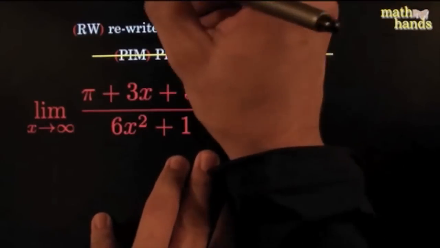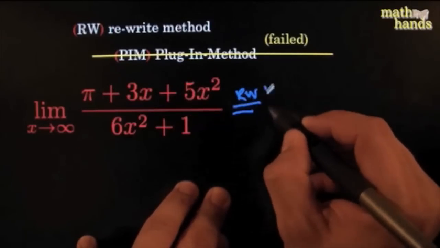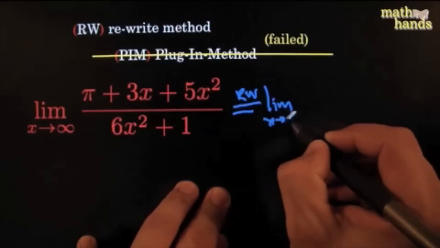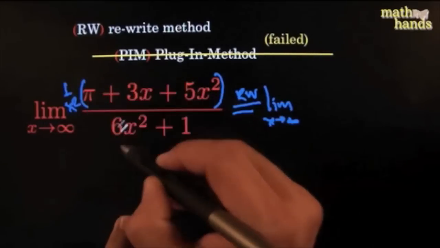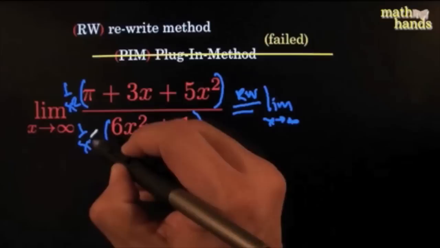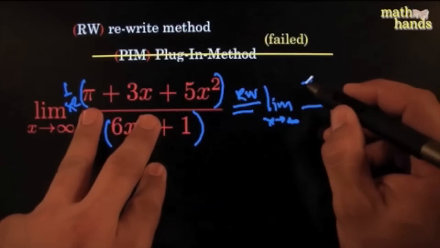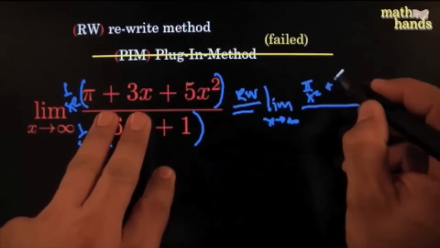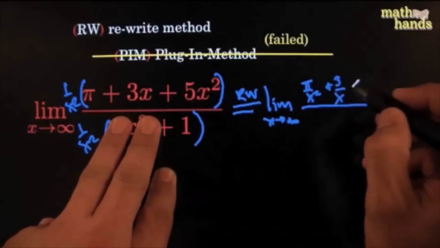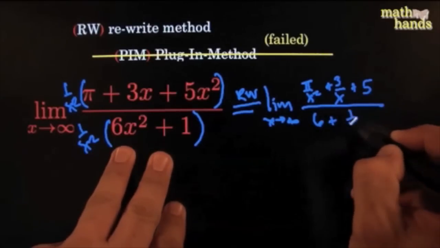So you'd want to do a little rewrite on this one. We're going to rewrite the limit as x goes towards infinity. Here's what we're going to do. We want to multiply the top by 1 over x squared and also the bottom by 1 over x squared. Okay, then redoing the algebra, that would give you pi over x squared plus 3 over x plus 5, all over 6 plus 1 over x squared.